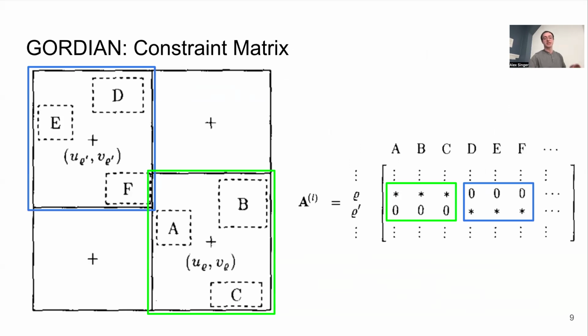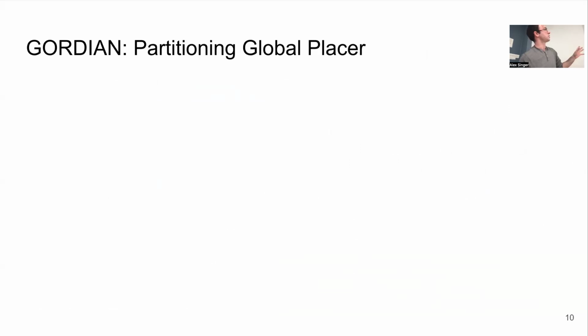I'm just trying to give an overview of how they formulated the equation. So how they do partitioning in the global placer is as follows. They call it cutting the Gordian knot. They actually did say this in the paper.